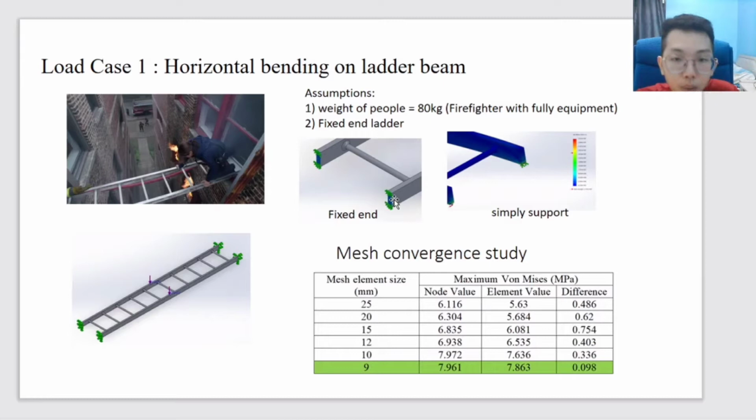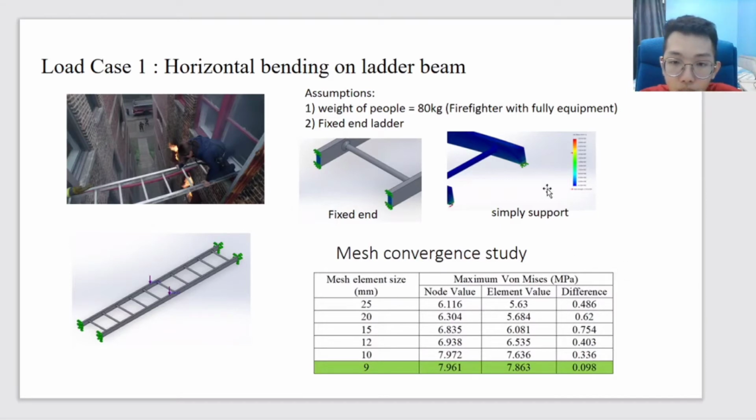So we assume that the body weight is going to act on both beams of the ladder. Our focus is on the beam because the rungs in the middle are quite risky, we are afraid of putting our weight and anything on the rungs. So we assume that the load is going to act on the beams there.